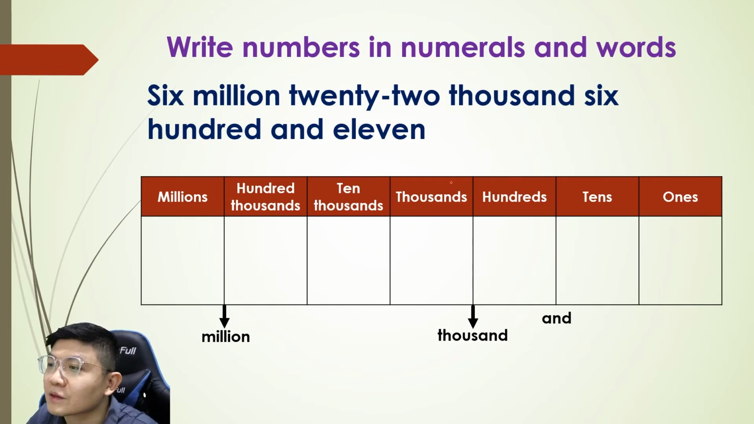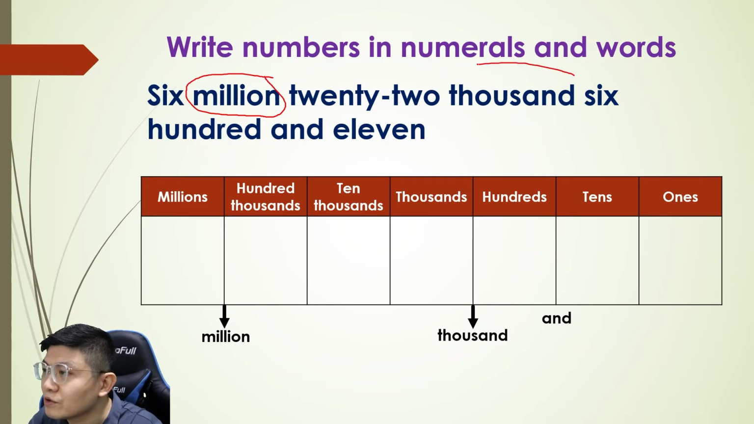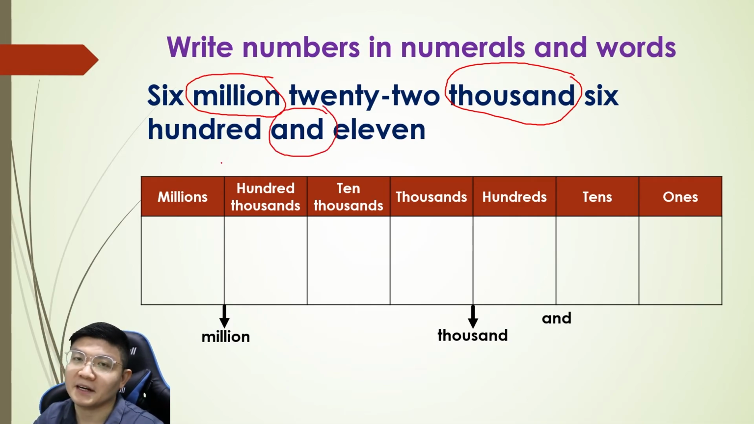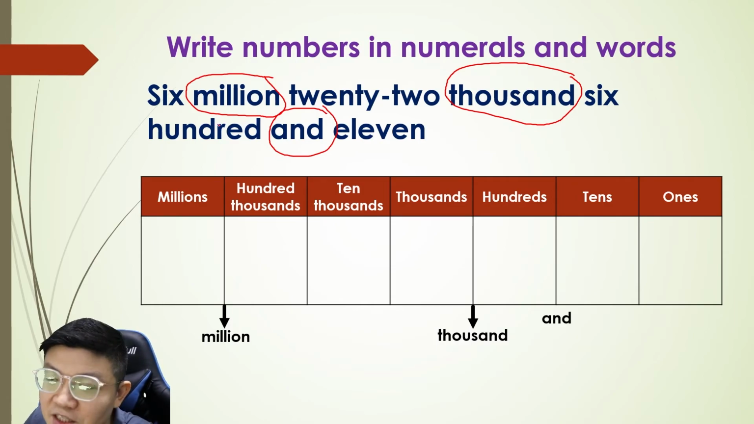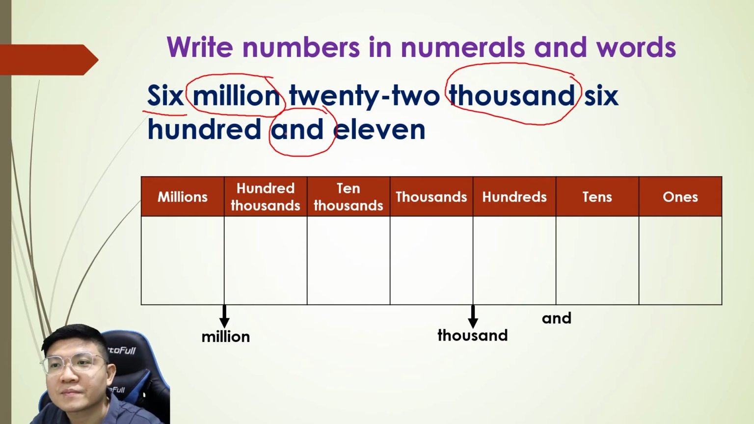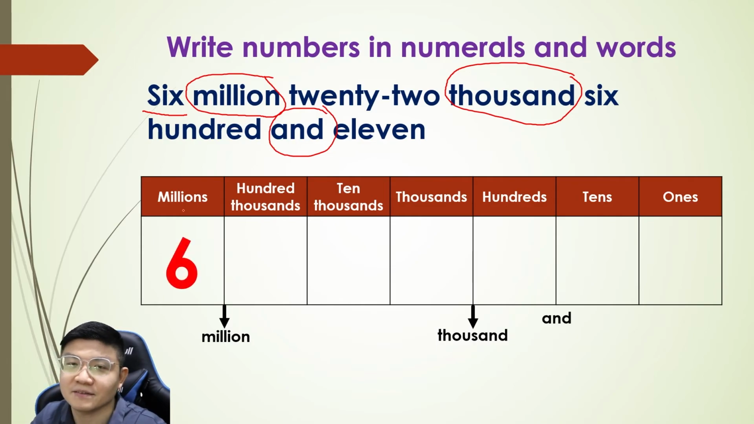Okay, next step, we circle the keywords. Is it million, thousand, and n in the words? Need to find. Okay, we find the million and also thousand and n. Right. So after you have identified all the keywords, now it's time to write the numerals. First, we go under million. Now before million, there is a 6. So don't tell me you don't know how to write 6. Yes, just write 6 under million.